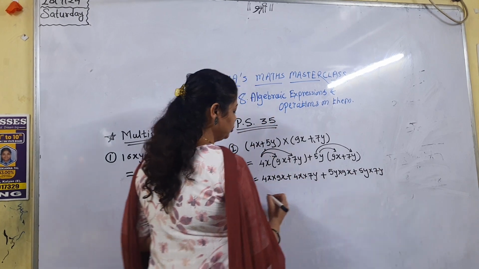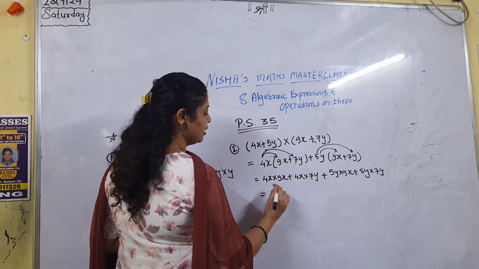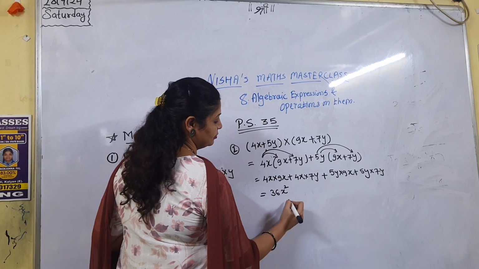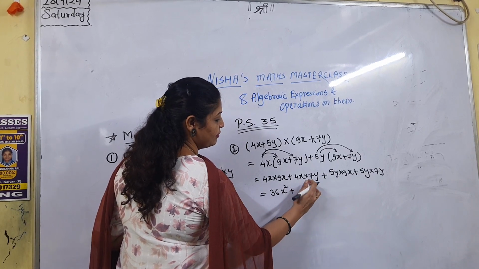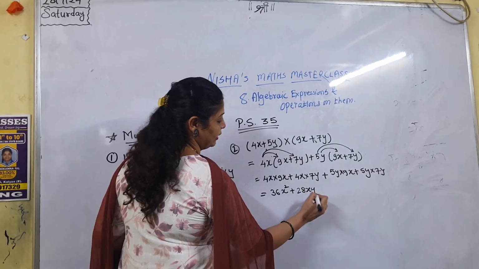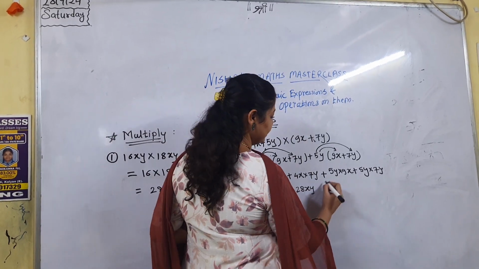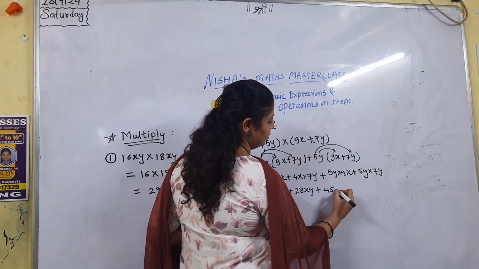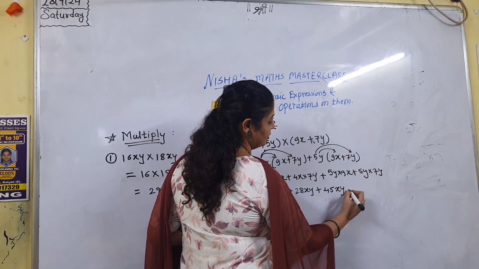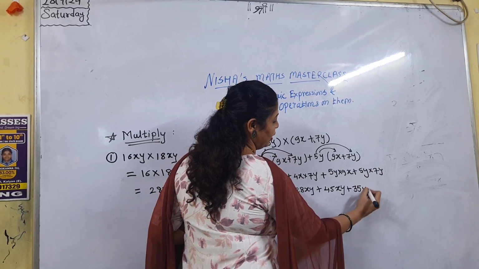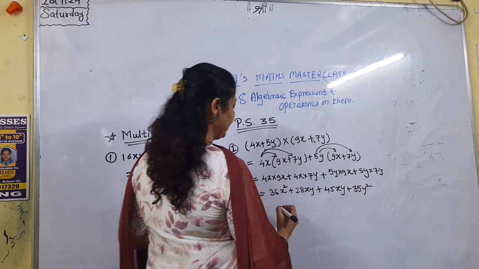Okay, so we have to do the multiplication first. 4 9s are 36, and x into x, x square. Got it? Now 4 7s are 28, xy. Afterward plus sign write down as it is. 5 9s are 45, xy, plus 5 7s are 35 y square. Okay, now we will go ahead.